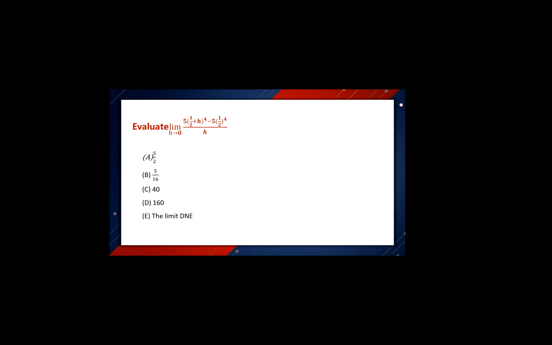Come to this question, evaluate the limit as h approaches 0 of 5 times (1 over 2 plus h) to the power of 4 minus 5 times (1 over 2) to the power of 4, all over h. Here is the step, f(x) equal to 5x to the power of 4. The derivative of the function equals 20x to the power of 3. Then the f derivative at 1 over 2 equals 5 over 2, which means the answer is A.